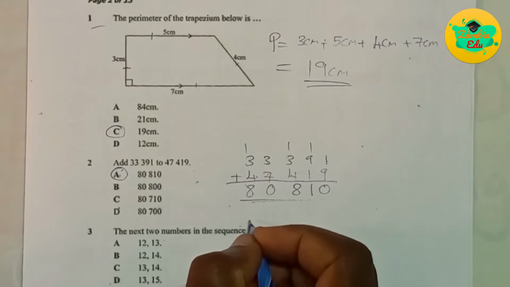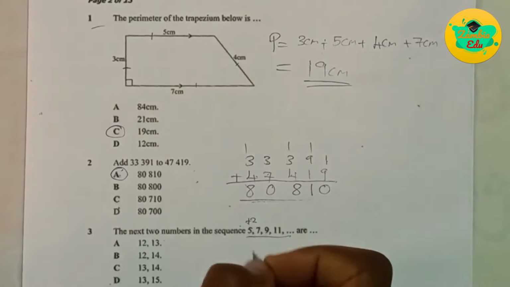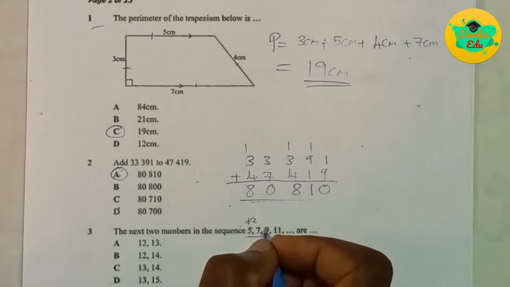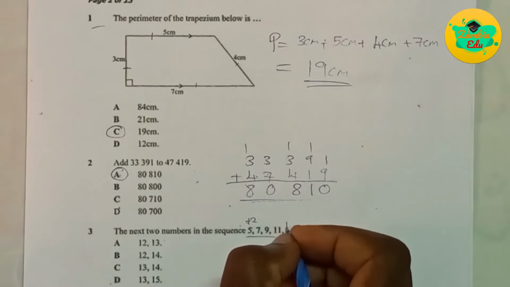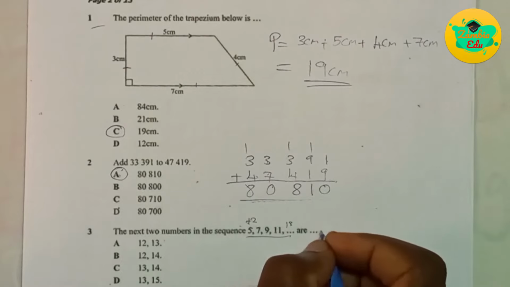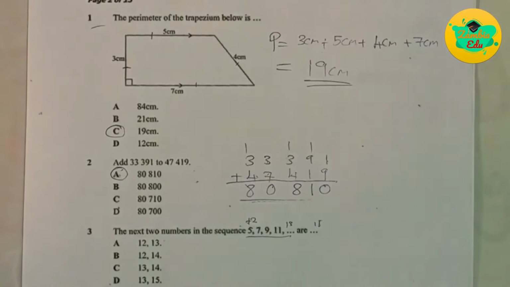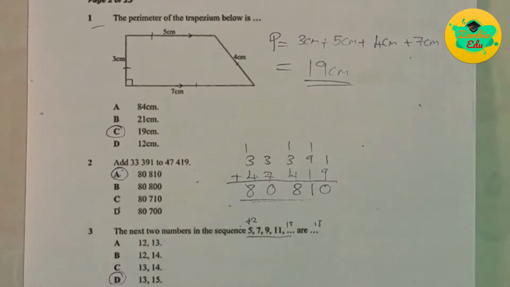So when we look at these numbers, they start with 5 to 7, 7 to 9, then to 11. So we're able to see that they are doing a plus 2. 5 plus 2 is 7. 7 plus 2 is 9. 9 plus 2 is 11. 11 plus 2, we need to get 13. 13 plus 2 should give us 15. And the pair of numbers we are looking for is 13 and 15. And we see that being shown on answer option D.